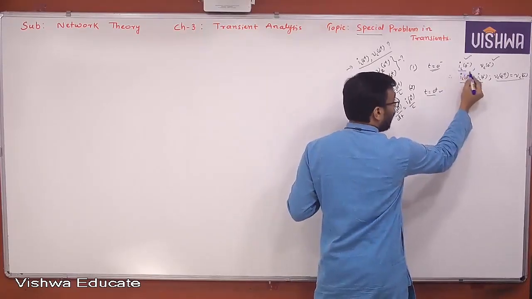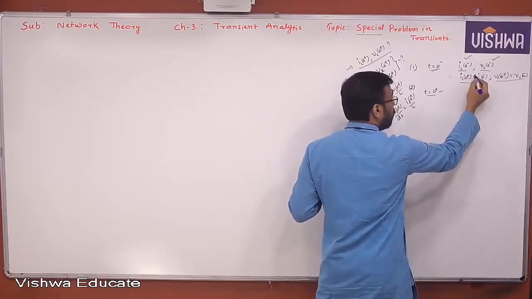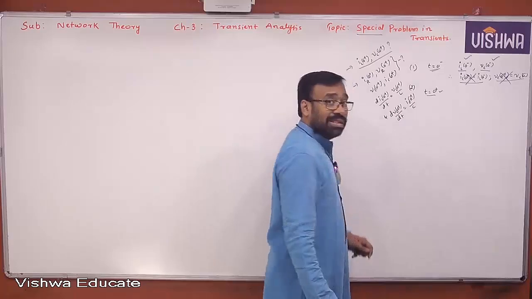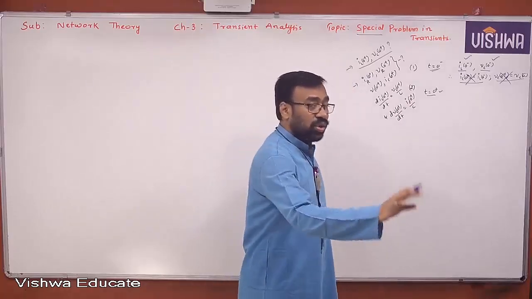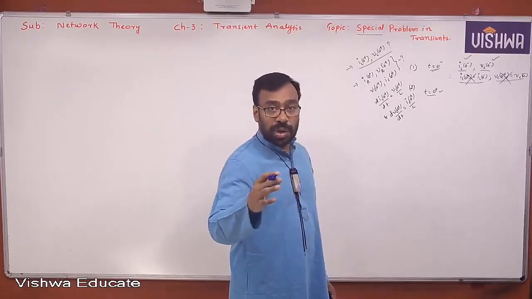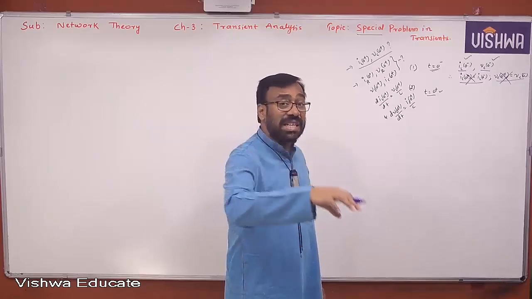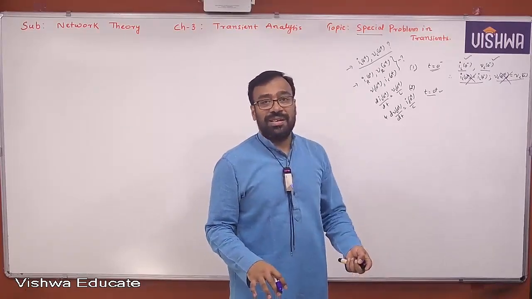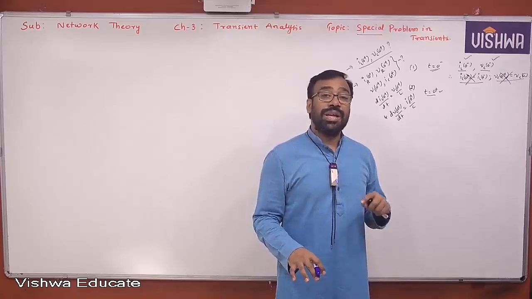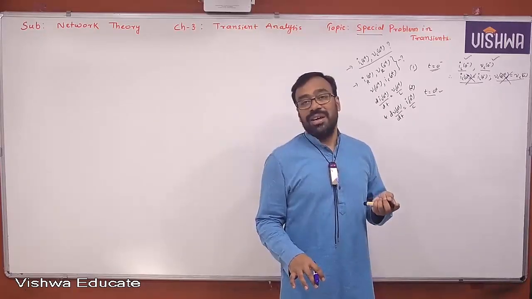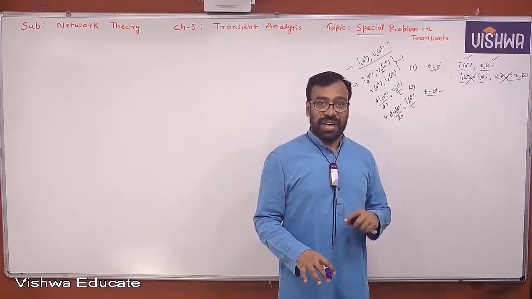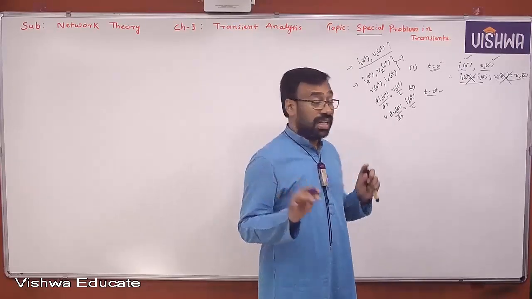Find iL of 0 minus and vC of 0 minus, no doubt. Now don't conclude without constructing t equal to 0 plus. That means construct t equal to 0 minus, find current through the inductor and voltage across the capacitor. Also construct the t equal to 0 plus equivalent circuit. Then you verify whether the current through the capacitor is finite or infinite, and the voltage across the inductor is finite or infinite. Then only you will come to know. Understand all of you? Okay.